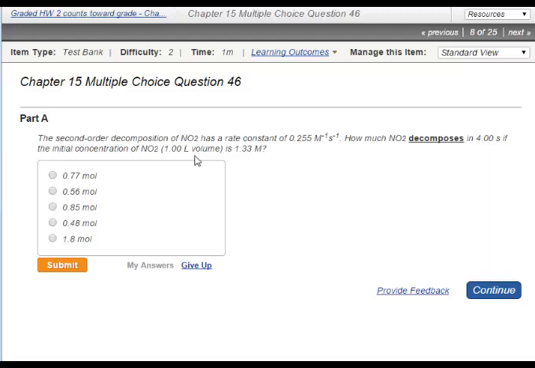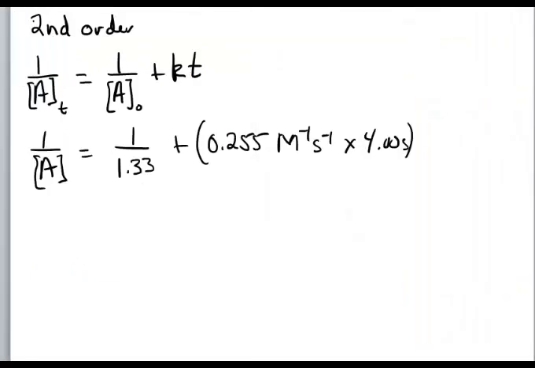This is all done at 1 liter volume, so molarity will become the number of moles, which is the answer. But we have to do this in molarity because that's the way kinetics is. It's in concentration. So let's take a look at these equations. For a second order reaction, 1 over A, the concentration at some time t, is equal to 1 over the initial concentration plus kT. Those values, that's a 1.33 molar is what that needs to be.